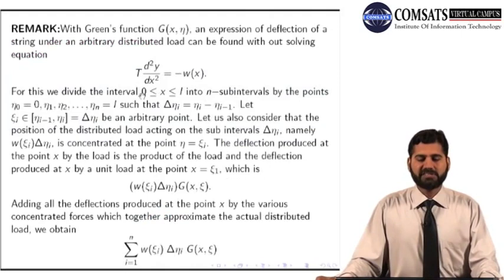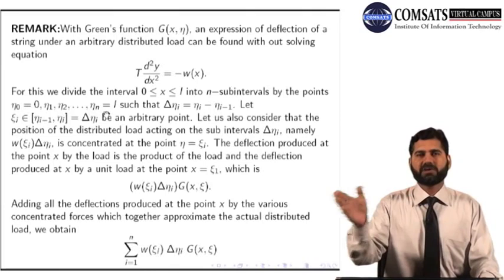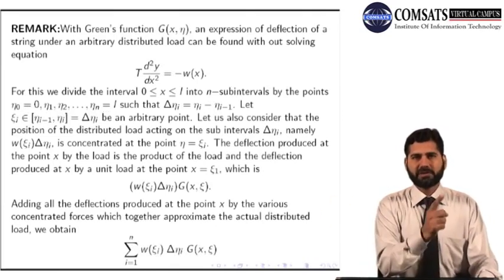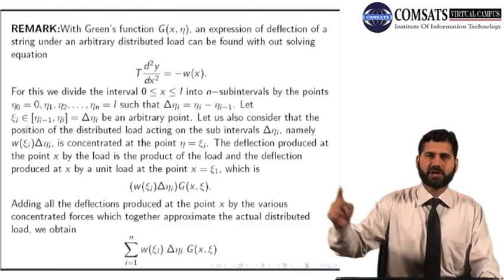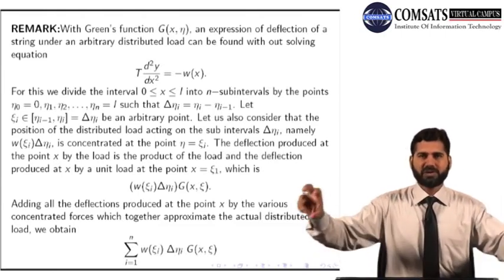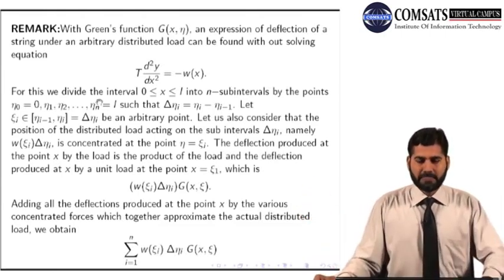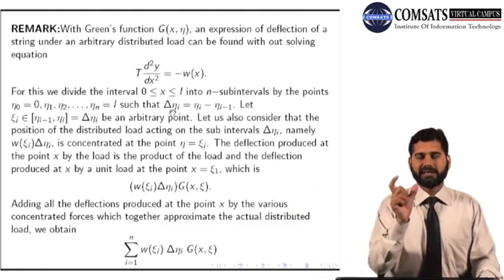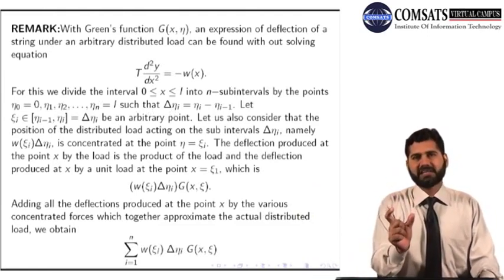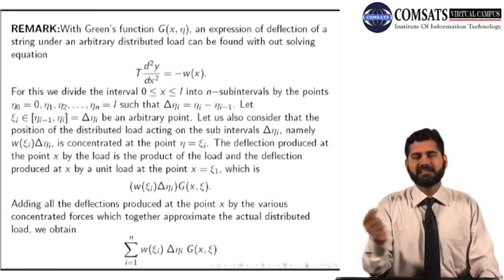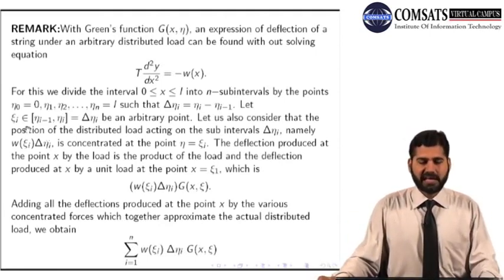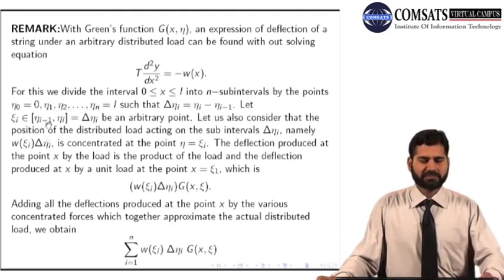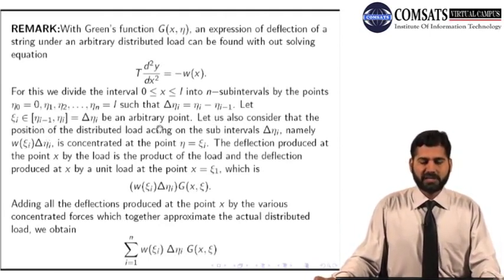We divide the interval 0 to L into n subintervals by the points eta 0 equal to 0, eta 1, eta 2, up to eta n, and eta n is L. So we have partitioned our interval from 0 to L. We started from eta 0, eta 1, eta 2, and so on up to eta n. The first will coincide with 0, the last will coincide with L, such that the difference of any two consecutive etas, eta i plus 1 minus eta i, is equal to delta eta i. Let xi be any point from this interval, an arbitrary point.